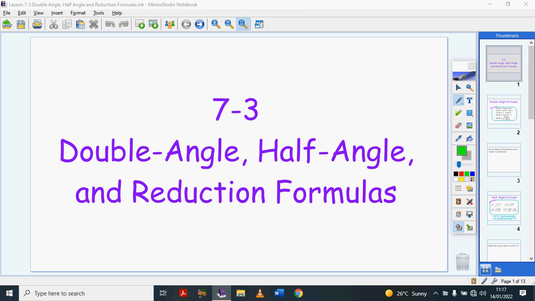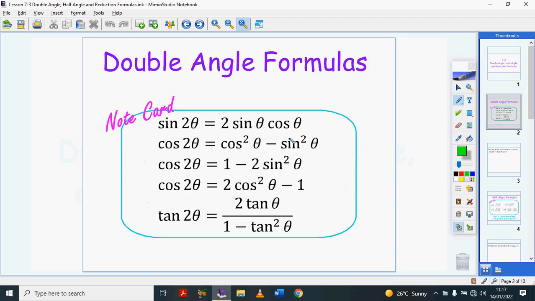So the video I want you to watch this evening, or maybe this weekend, is double angle, half angle, and reduction formulas. We've looked at how to simplify and solve trig equations with identities. We've looked at how to use the sum and difference formulas. Now let's look at the double angle, half angle, and reduction formulas. These are formulas that I want you to add to your note card. This is a bunch of them.